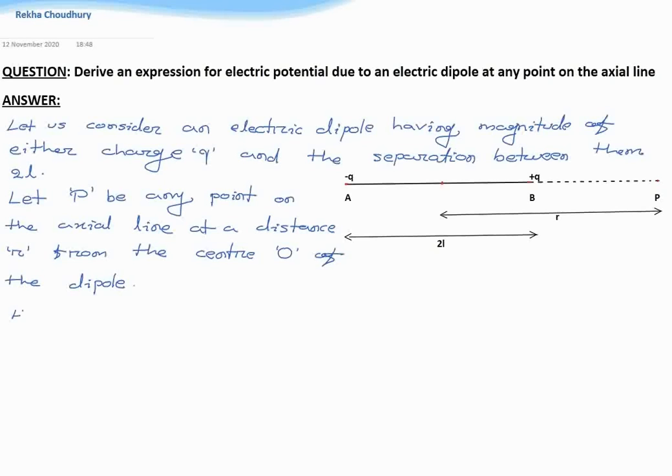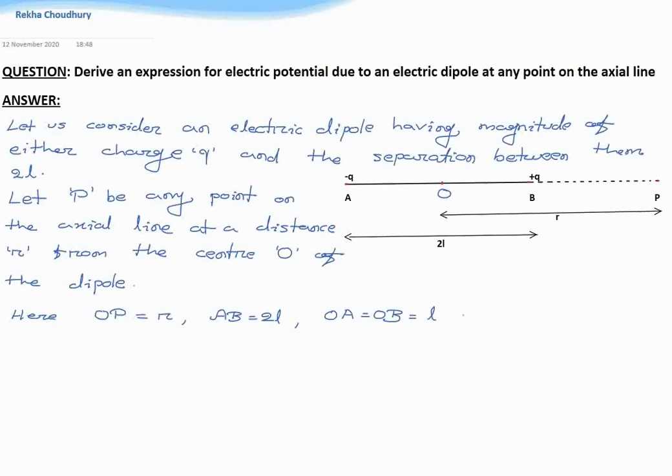Here OP, that is the distance of the point P from the center of the dipole, is r. Length of the dipole, that is AB, is equal to 2L. Then this is O, center of the dipole. OA is equal to OB, this is equal to L.